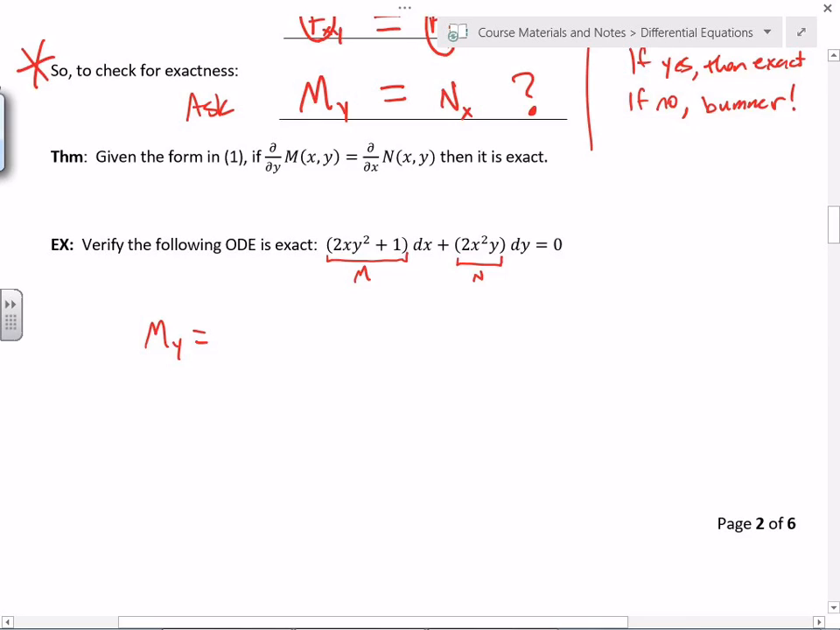Treat x as a constant. So 4xy. The x stays there because it's a constant, just like the 2 stayed there and you multiply it by 2. And then plus 0. And N sub x, treat y as a constant, so the y just hangs out. And you get 4xy, okay, equals, which means exact.